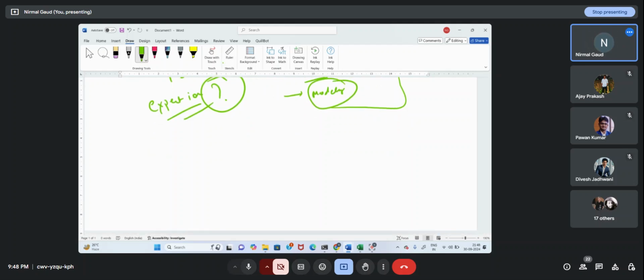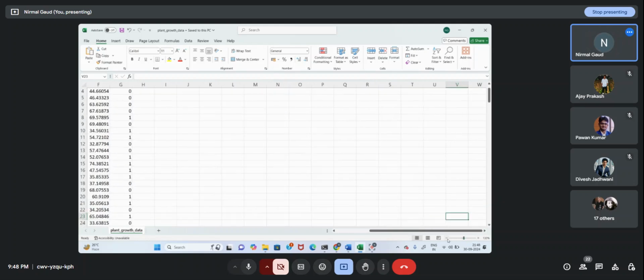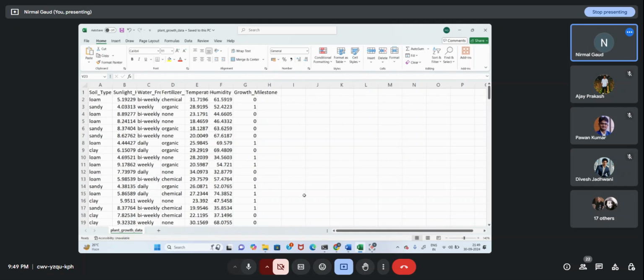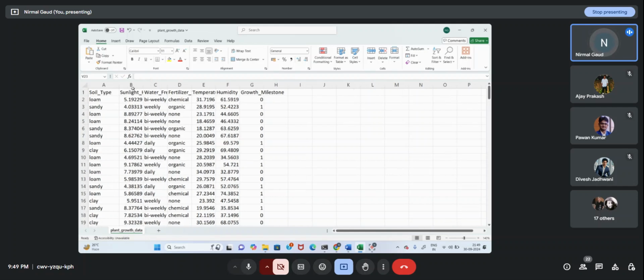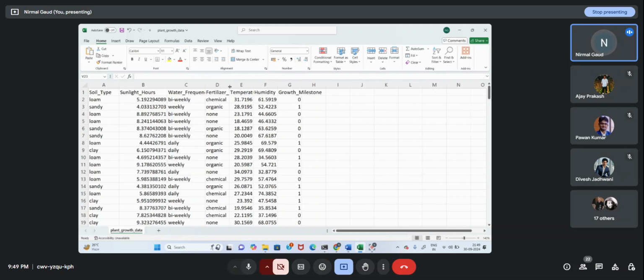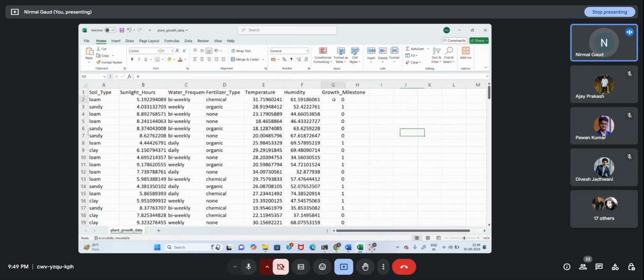You are available with the data. Let me show you. Here it is. This is your data set. Features I have explained, and that's what your data means. See, here it is. You have the soil type, the sunlight, the water frequency, fertilizer, temperature, everything. And the target is 0 or 1. That's a growth milestone.